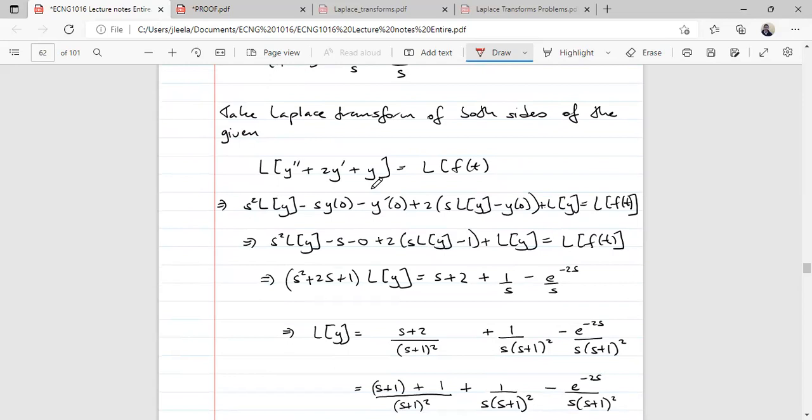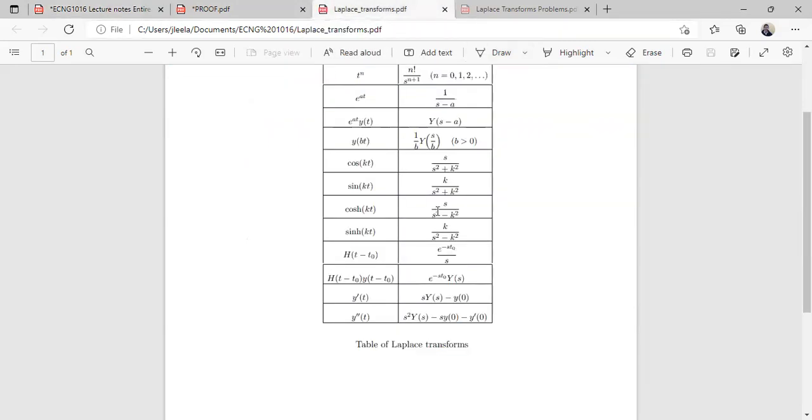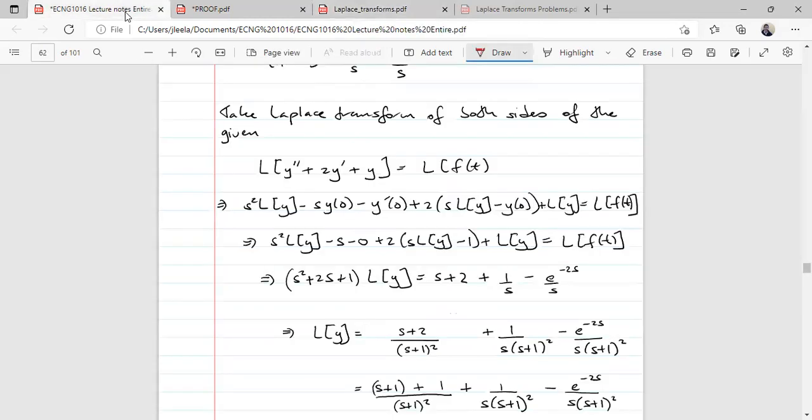So the left hand side, again, we apply the rule for the Laplace of the second and first derivative and use the linearity property. Now, remember the Laplace table will give you, look at the table here, the Laplace of the first derivative and the second derivative. These will be given in a table, so you don't really have to remember that.